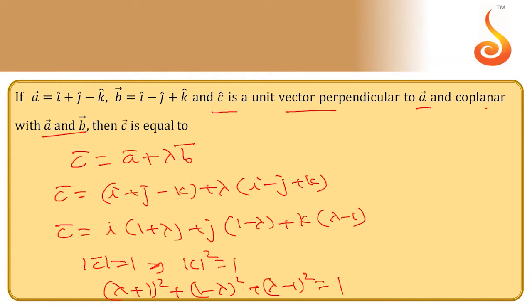This is a big one. Otherwise, C bar is perpendicular to A bar, that we can take. C bar is perpendicular to A bar, that becomes easy. C dot A equal to 0 because C is perpendicular to A. Instead of doing this one, you can take C dot A equal to 0.